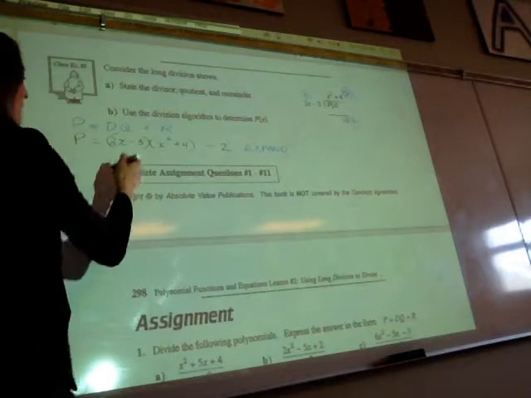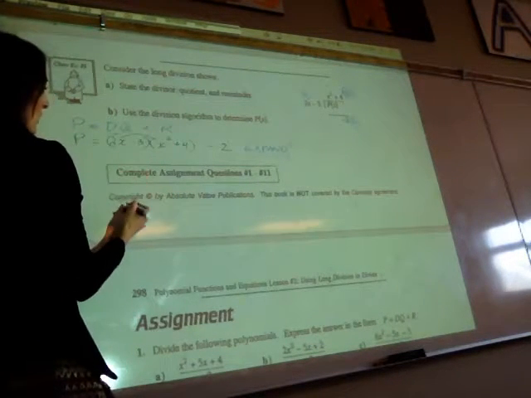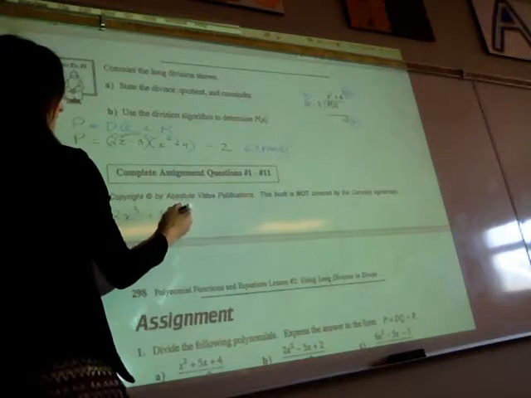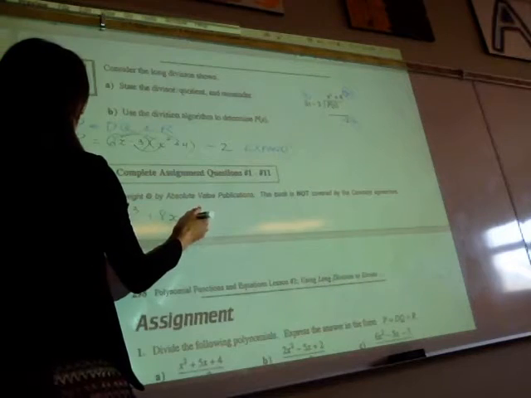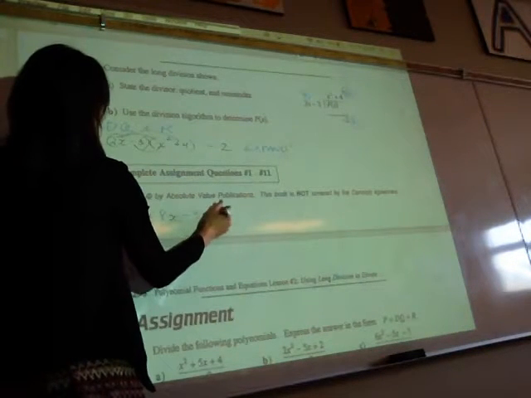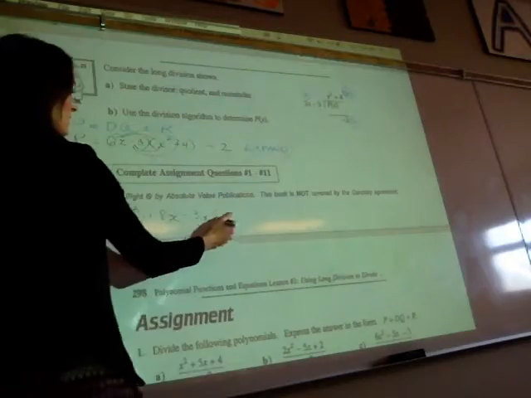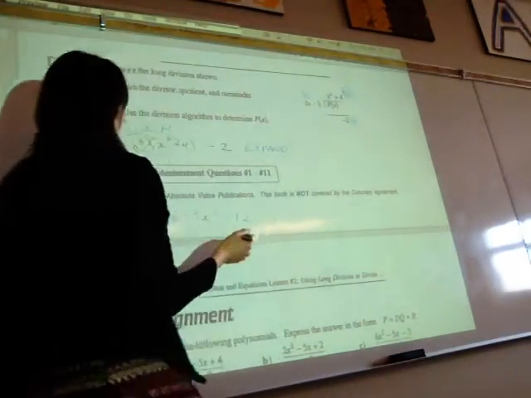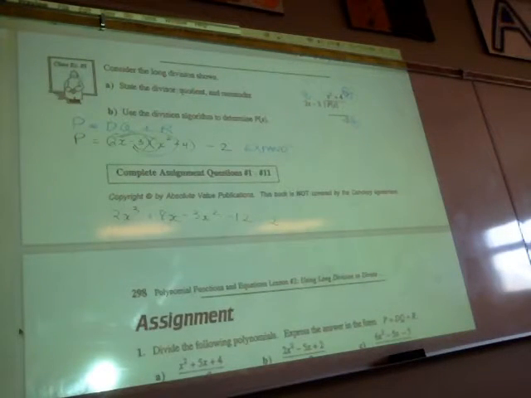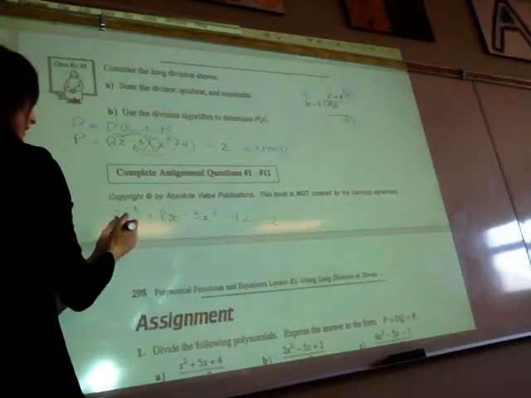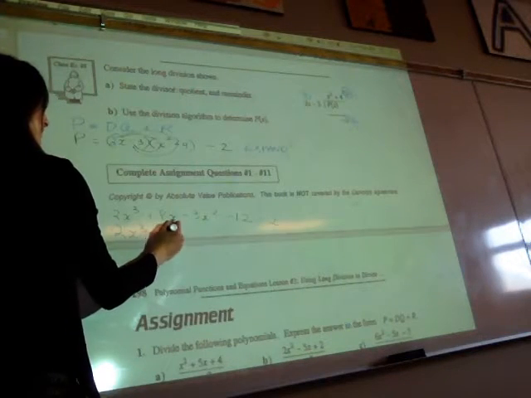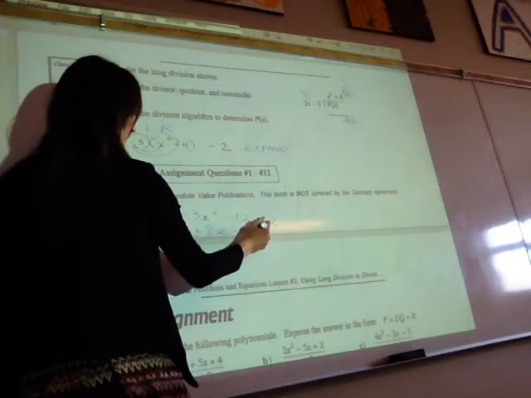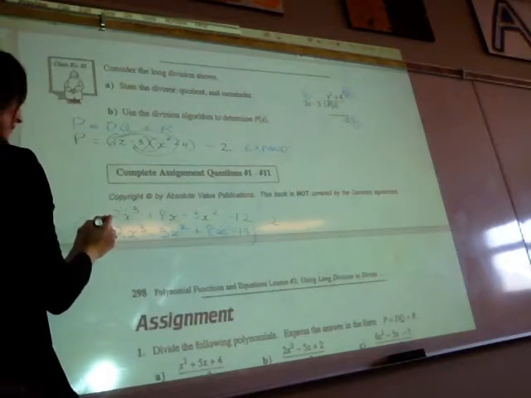So if we do that, we get 2x times x squared is 2x cubed plus 8x minus 3x squared minus 12 and then minus 2 for our remainder. And if we clean things up and put them in descending order, you get 2x cubed minus 3x squared plus 8x minus 14. Okay, that's what P equals.